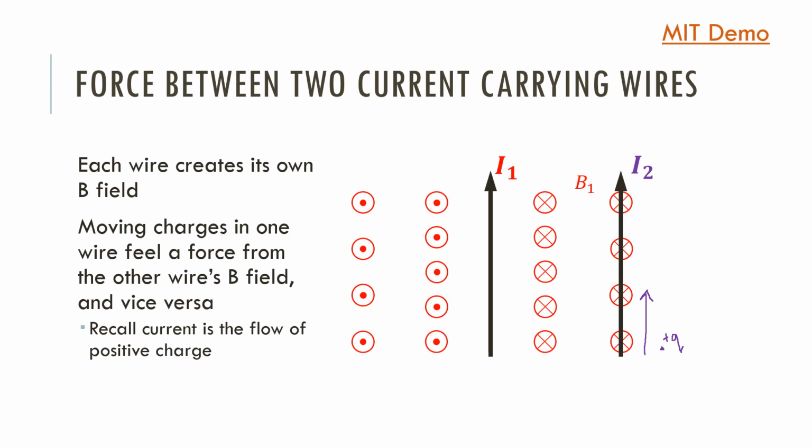So what we need to do at this point is use our other right-hand rule. So you want to look back at right-hand rule number 1, where we talked about the direction of the force on a charge moving through a B field.